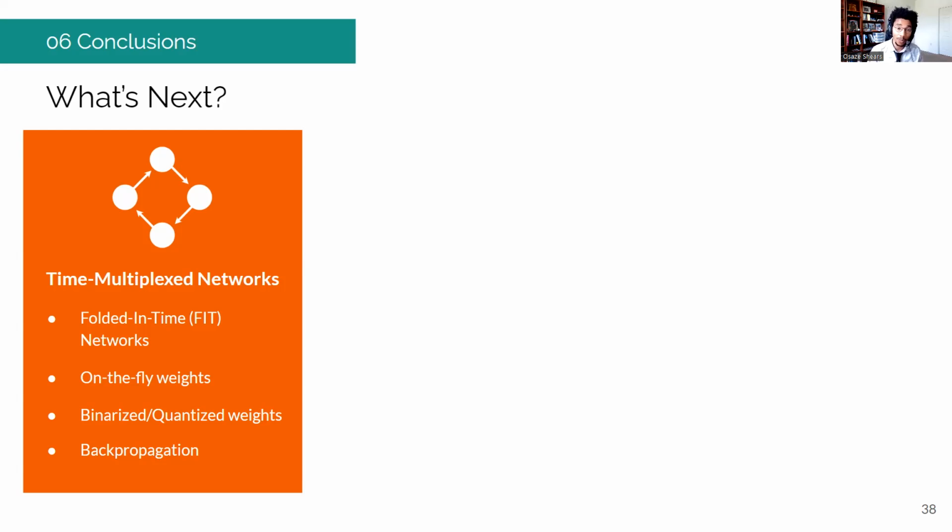hardware simplicity. So exploring those architectures could be beneficial, and also exploring on-the-fly weight generation, as well as binarized and quantized weights to reduce the amount of memory that's used and reduce just the computation that's required in general, also can be promising in terms of reducing a lot of aspects of the overhead of these machine learning circuits. Finally, backpropagation can also be used to improve the accuracy of this particular model a little bit for some of the applications that we tested.